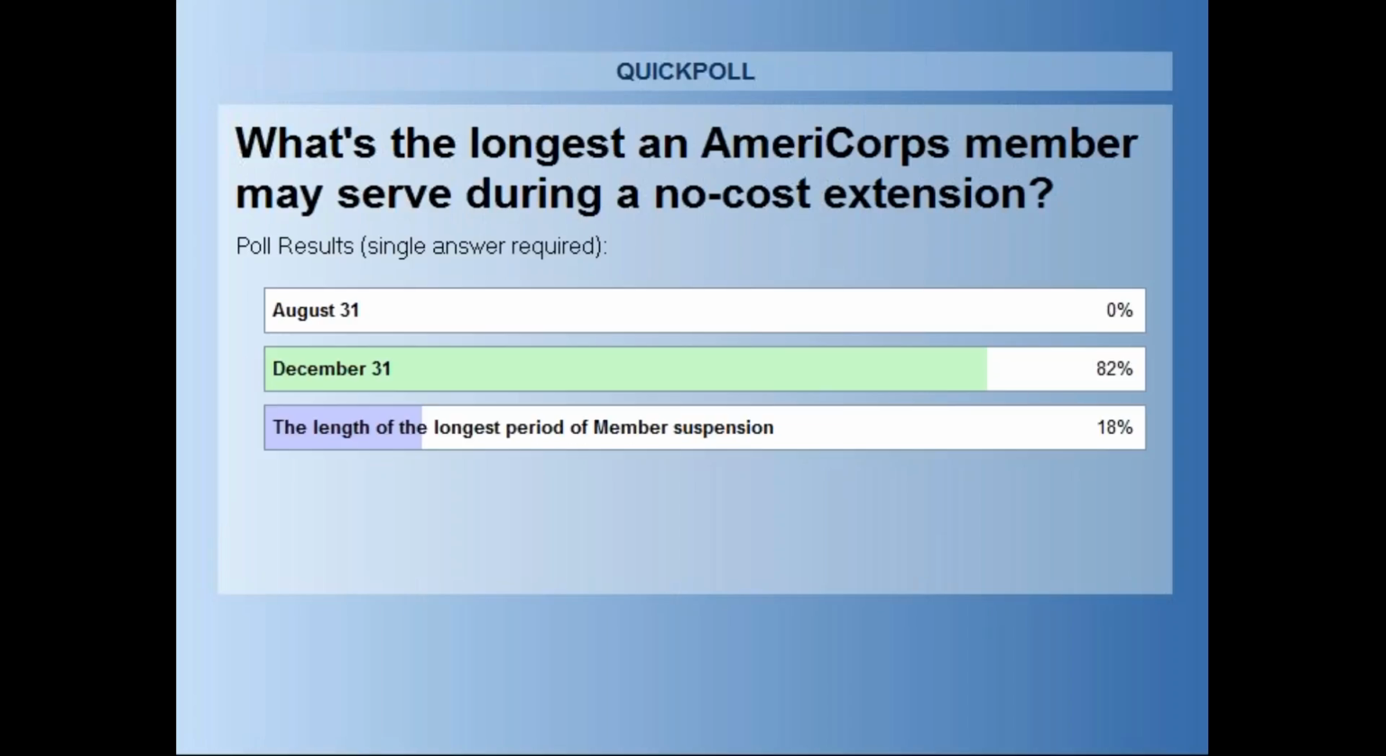I guess the correct answer here, what I had intended, would be December 31st. The idea is that given a no-cost extension, the longest that a member may serve, if you're granted the longest no-cost extension, is ultimately to December 31st. So in this case, if you're having a 2015-2016 member who would have been on suspension and you requested a no-cost extension for now, that could have only gone up to, at the latest, December 31st.